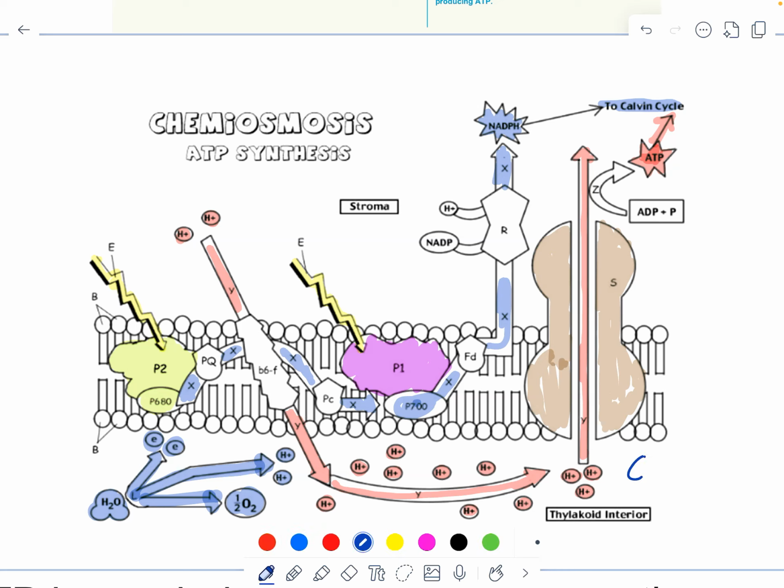And so this is called chemiosmosis, okay? And then, yeah, these proteins in here, you don't have to know these, guys. You don't need to know all these fancy names of these proteins. That's beyond the scope of this course.